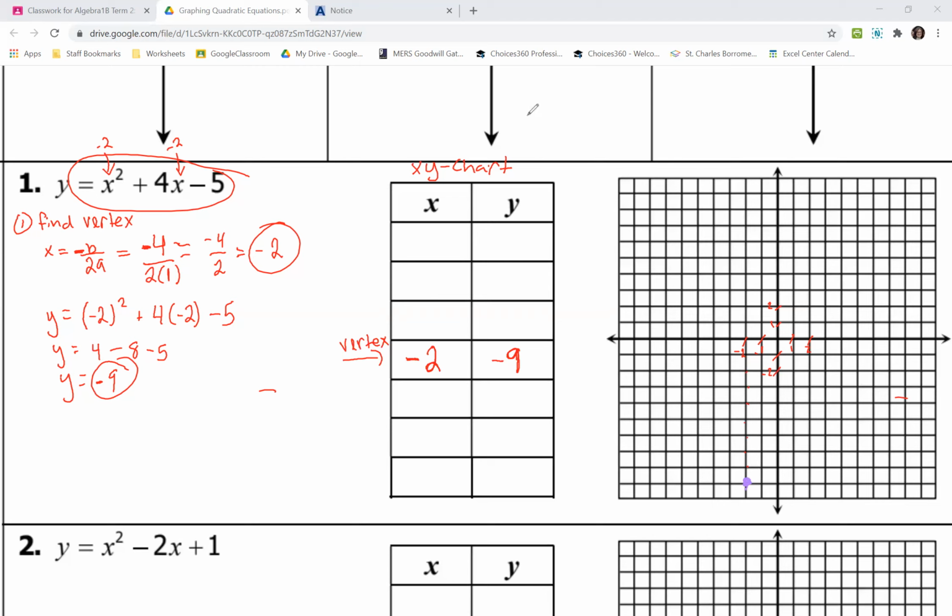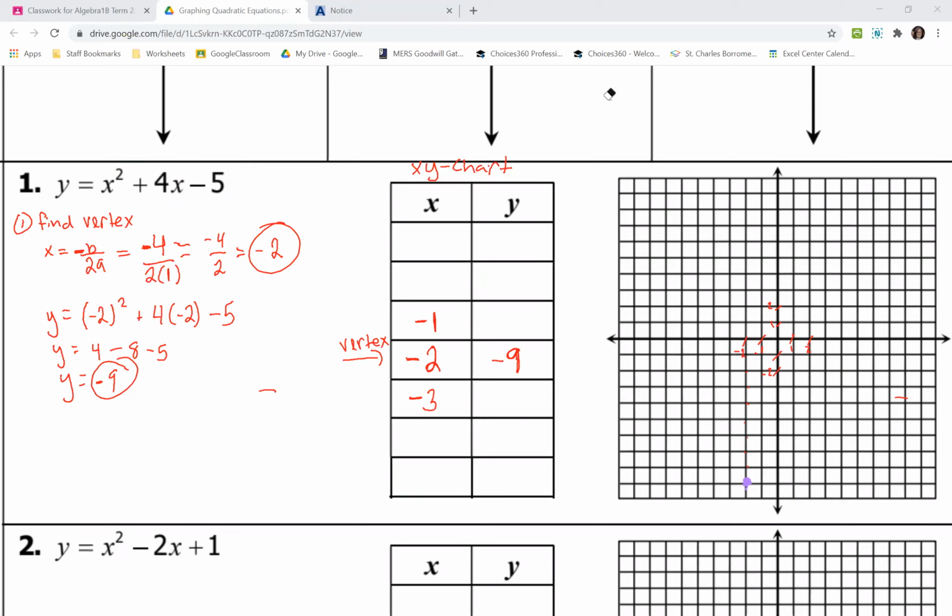Now, what we're going to do is find points. I'm going to pick points on both sides of the vertex. So I'll pick -3 here and I'll pick -1 here. Okay. And so we'll plug these points into my equation. You plug these points into your quadratic to be able to find your y value. That's what you always do when you're trying to find the coordinates. You make the x and then you plug it in to find the y.